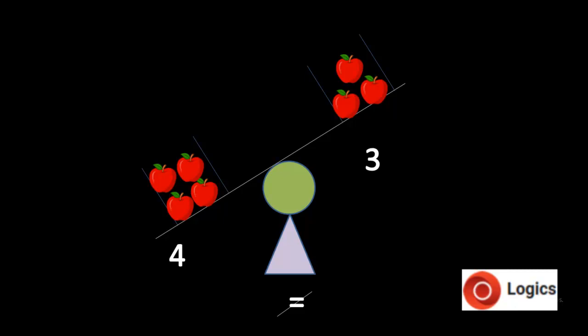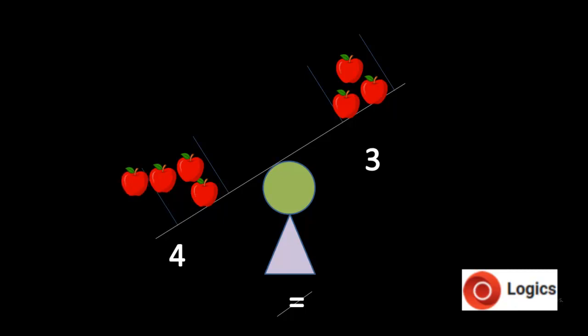In the first box there are 4 apples, and in second box there are 3 apples. 4 is not equal to 3, so this condition is linear inequality. To balance this inequality condition, we have to remove some apples from the heavier side, that is from the first box. How many apples do we need to remove from the first box to balance the seesaw?